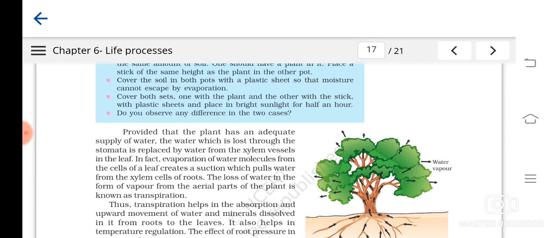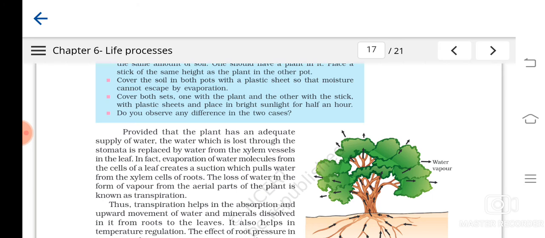Okay, I told you the water is present in the form of a continuous column. Due to what? Due to the attraction of molecules, isn't it, between the water molecules and between the water molecules and the walls of the vessels. Okay, xylem vessels. Due to this there exists a continuous column of water.